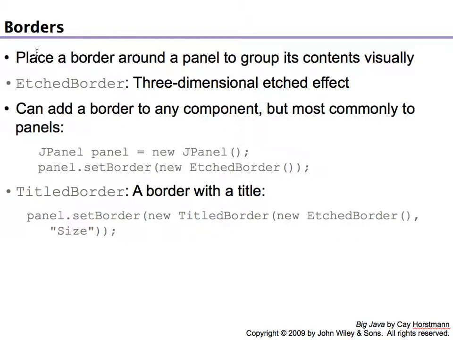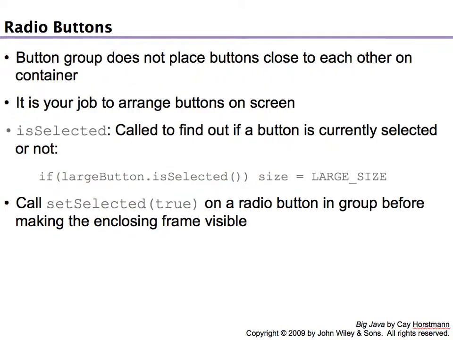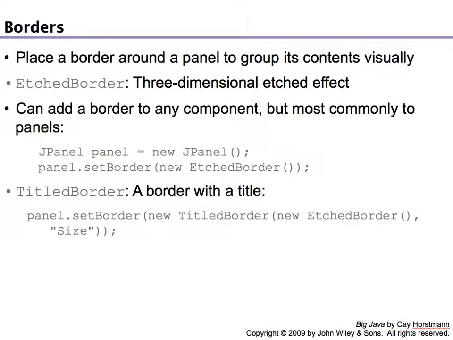You can place a border around a panel, which gives you that feeling here. You see how this is a panel. Where you have the small, medium, and large, you can have a border around the panel, which will give you also a heading for that border. And you use that by creating an etched border which will not have a title, or you create a titled border.